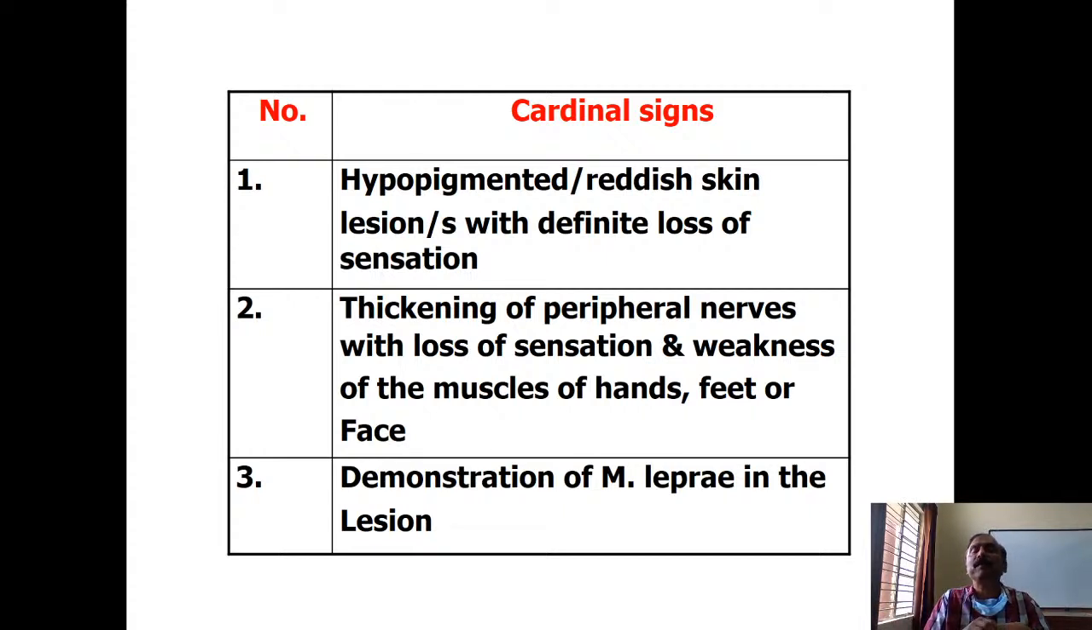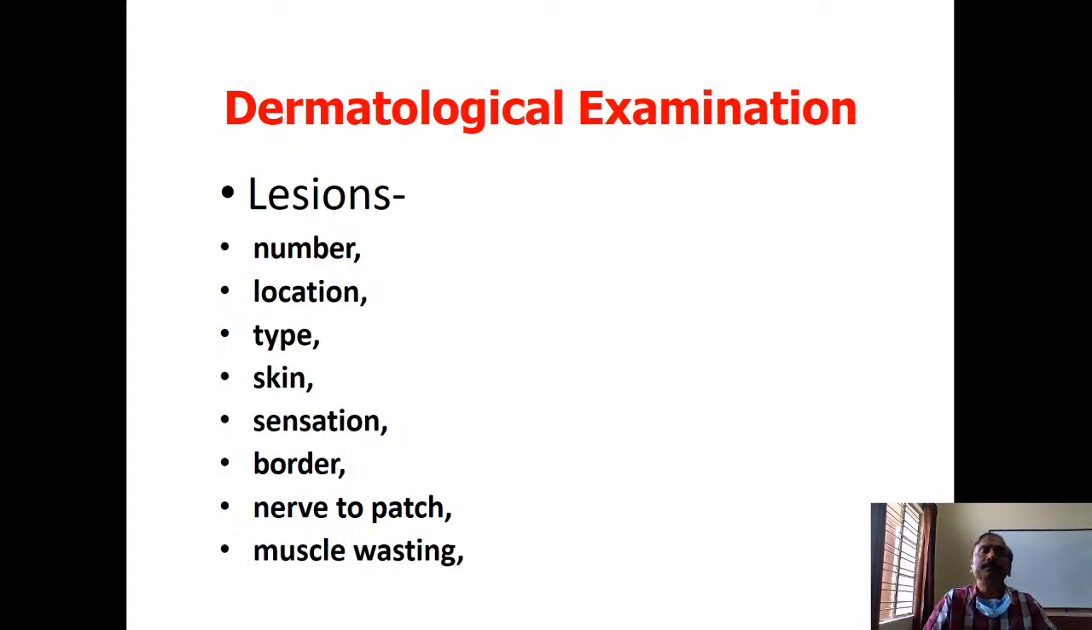Second is a thickening of the peripheral nerves. Very, very important to remember this, thickening of peripheral nerve with a loss of sensation. The loss of sensation we already spoke about, but this may be accompanied by a motor loss also, that is weakness of the muscles of the hands, feet, or face. So initially you will have a loss of sensation, and second you will have the motor loss. After you have done this, then you will demonstrate Mycobacterium leprae in the lesion. How you do this, we will discuss in today's lecture.